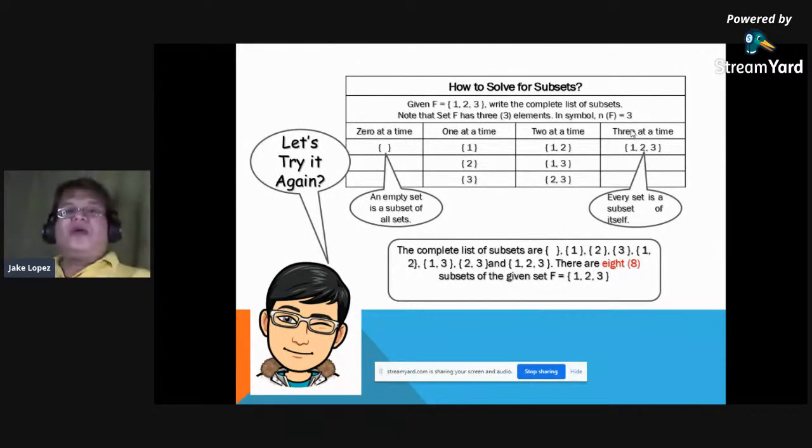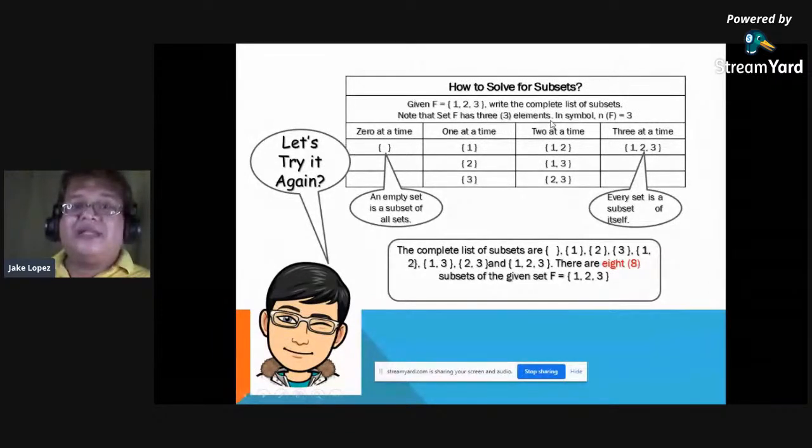So, let's go now to the given set F is equal to the elements 1, 2, and 3. So, write the complete subsets. Note that set F has three elements. So, tatlong elements na. So, the cardinality of F is equal to 3. So, may empty set siya. May empty set, rather, for null set. And then, yung 1, 2, and 3. And then, 2 at a time. So, 1 and 2, 1 and 3, and 2 and 3. And then, 3 at a time. 1, 2, and 3.